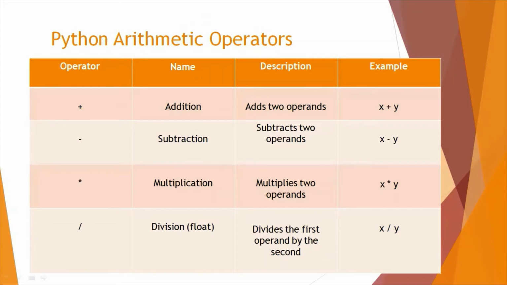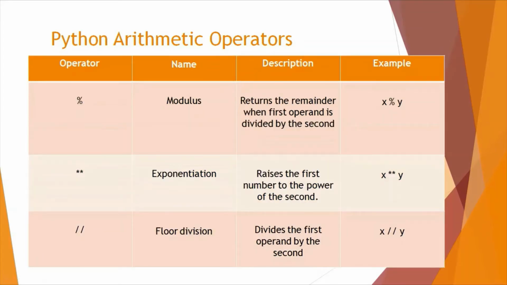So let's have a look at the Python arithmetic operators. Here we have plus, minus, multiply and divide. Addition will add two operands, x plus y. Subtraction will subtract two operands, x minus y. Multiplication will multiply two operands, x multiplied by y. And division is a float division, which will divide the first operand by the second, that is x divided by y.